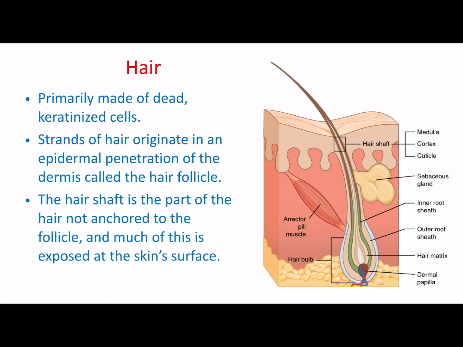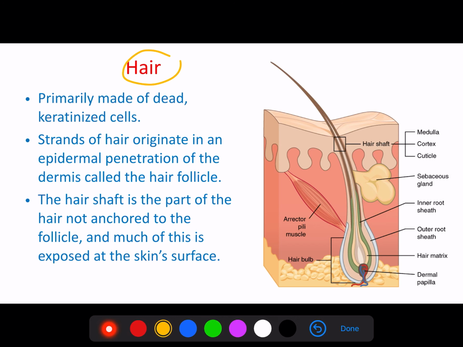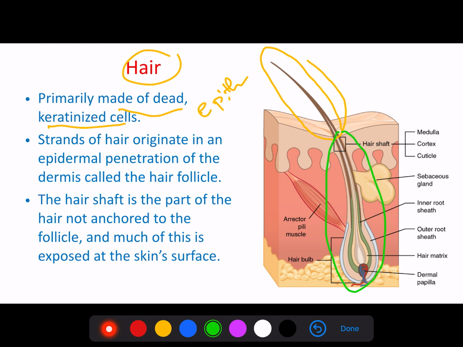Let's see now some of the accessory structures in the skin. The first one is the hair. The hair is basically made out of dead keratinized cells, also epithelial cells. Now, there are two areas of the hair. There is the hair shaft, which is the area above the skin, and there is the hair root, which is the area beneath the skin. And as you can see, most of the hair root is in the dermis, even into some of the hypodermis.